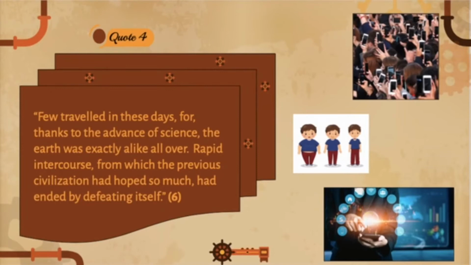Quote 4. "Few traveled in these days, for, thanks to the advance of science, the earth was exactly alike all over. Rapid intercourse, from which the previous civilization had hoped so much, had ended by defeating itself." Forster was really interested in what public and quick transportation would do to the society.